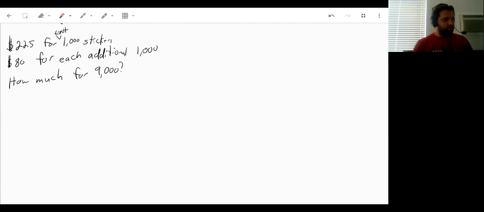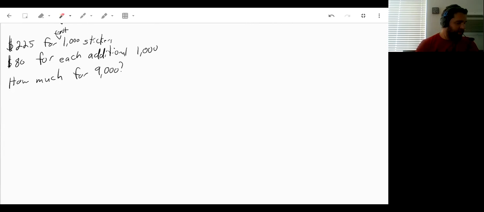So now we've got one last word problem, and then I will let you go and start working on your homework. So you're designing a sticker to advertise your band. A company charges you $225 for the first 1,000 stickers and $80 for each additional 1,000 stickers. Write an equation that gives the total cost in dollars of stickers as a function of the number in thousands of stickers ordered. Find the cost of 9,000 stickers.